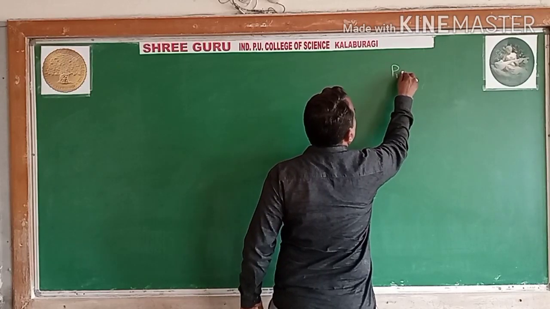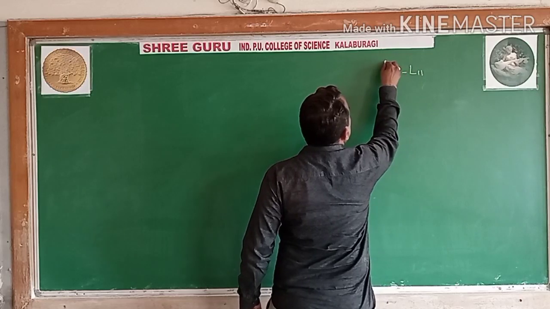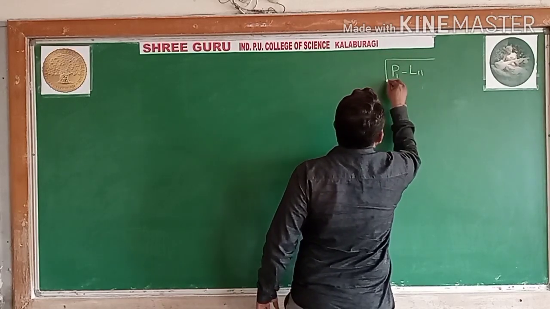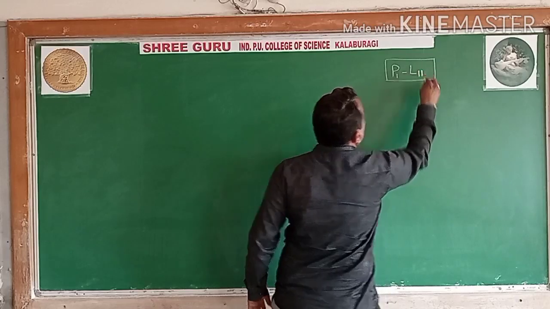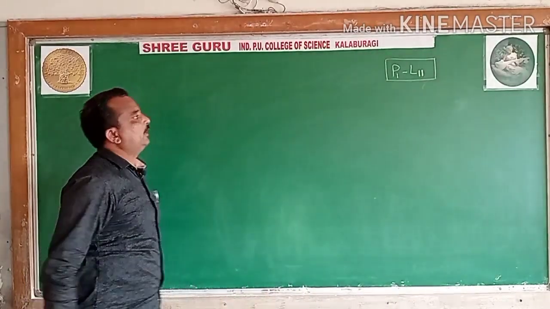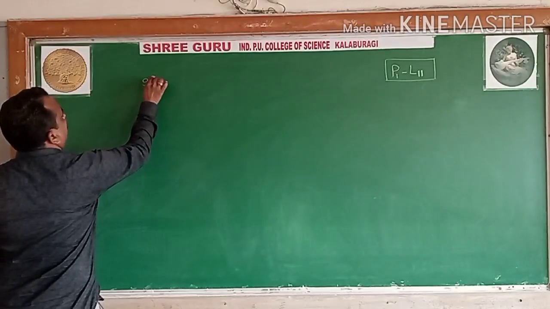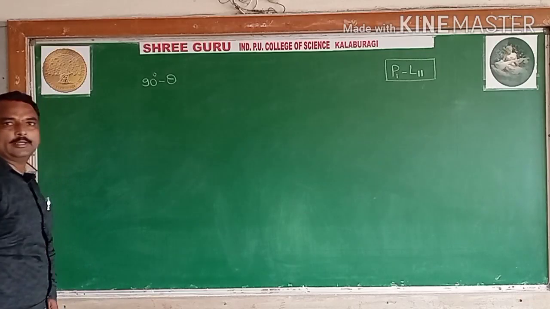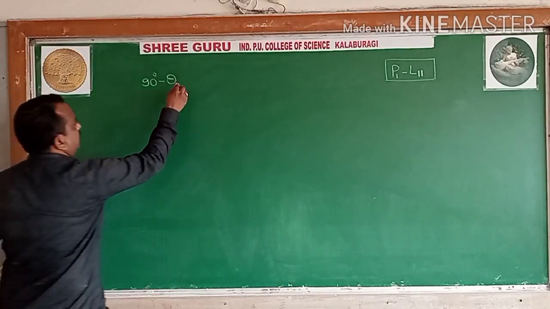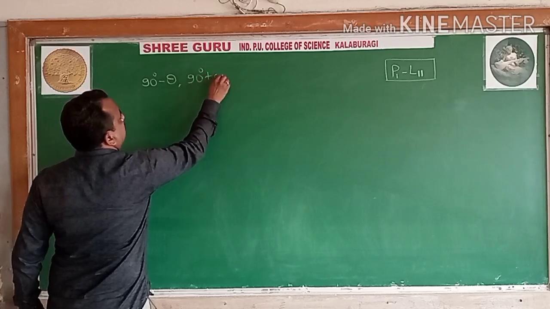In the last 10 classes, we are discussing the trigonometric functions. This is the class 11th. So in the previous class, we have discussed one of the allied angles, 90 degree minus theta. Now let us see, there are 9 allied angles.